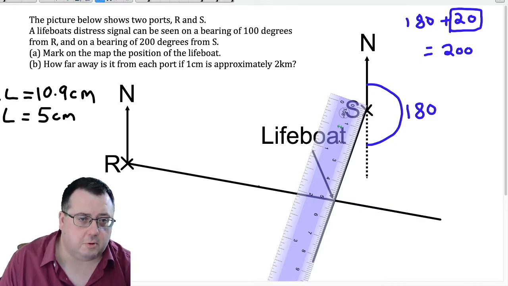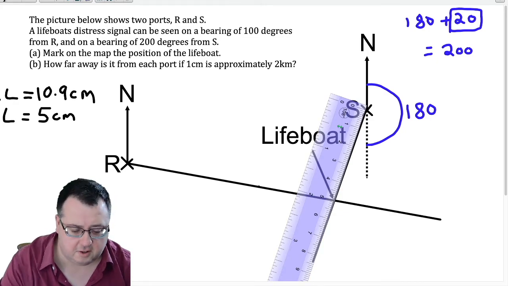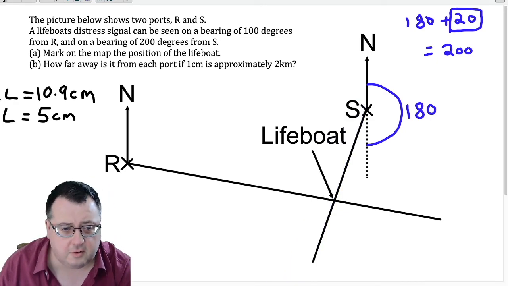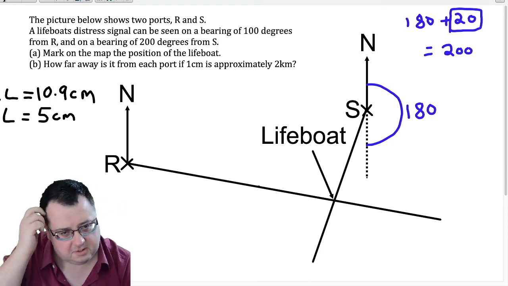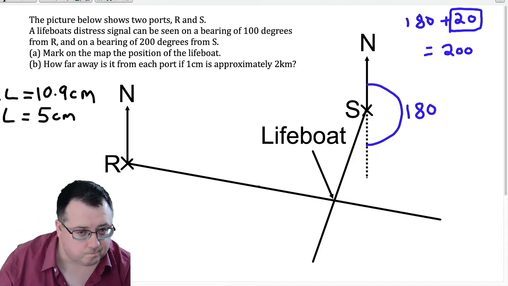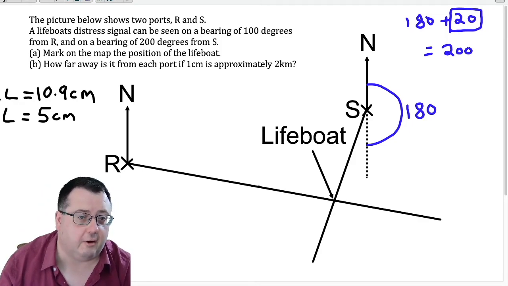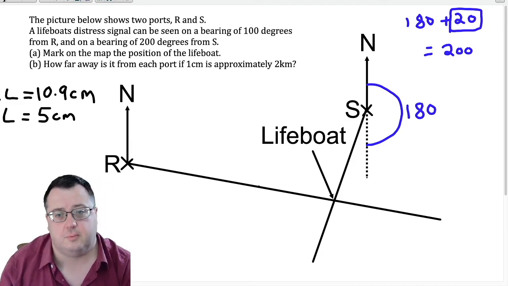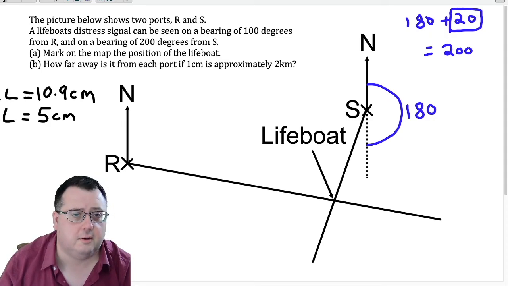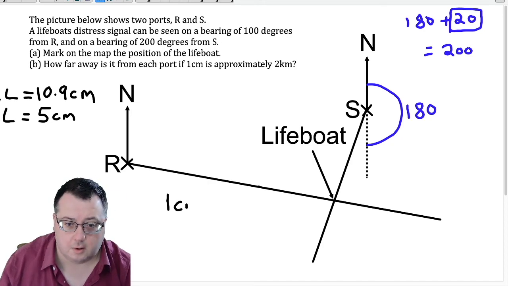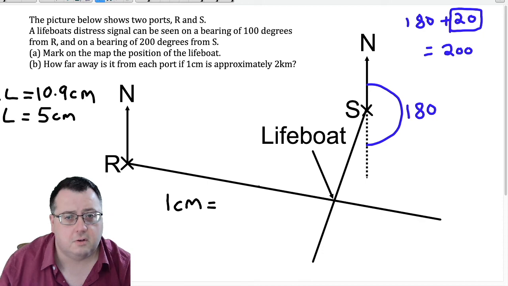So your examiner will want to see that you have measured the lines. So even if you don't get the answer right, that is helpful because it shows that you have measured them. Now we've got to try and work out how far away it is if 1 centimetre is approximately 2 kilometres. So there's a ratio going on here, and I will write this down. Okay, 1 cm equals 2 kilometres.